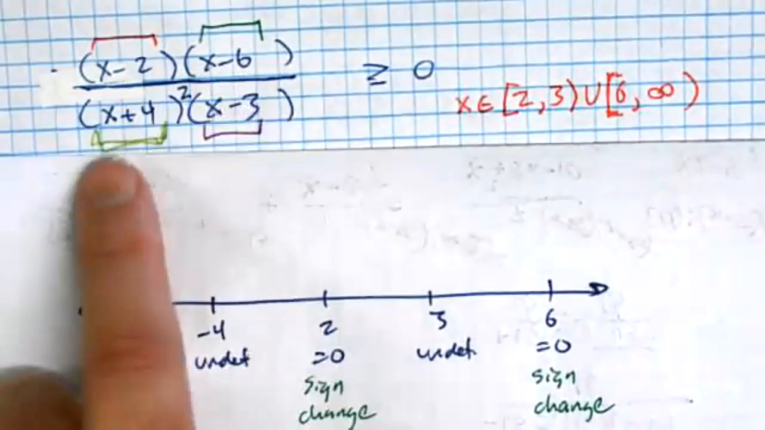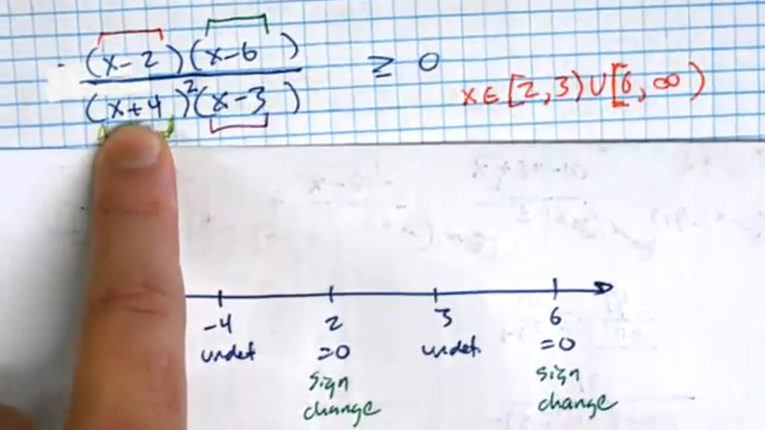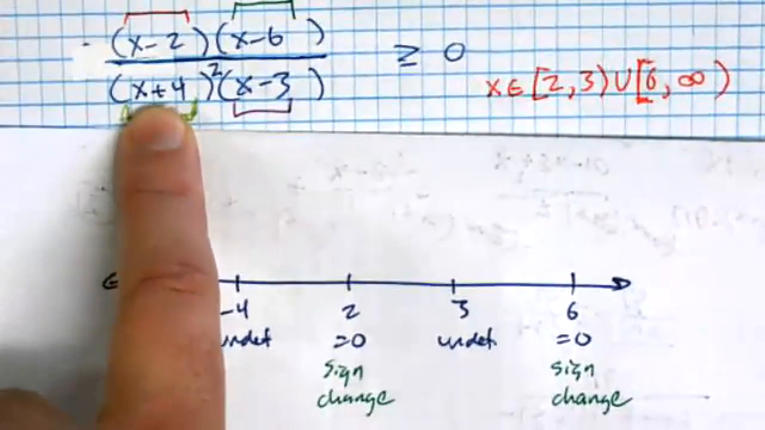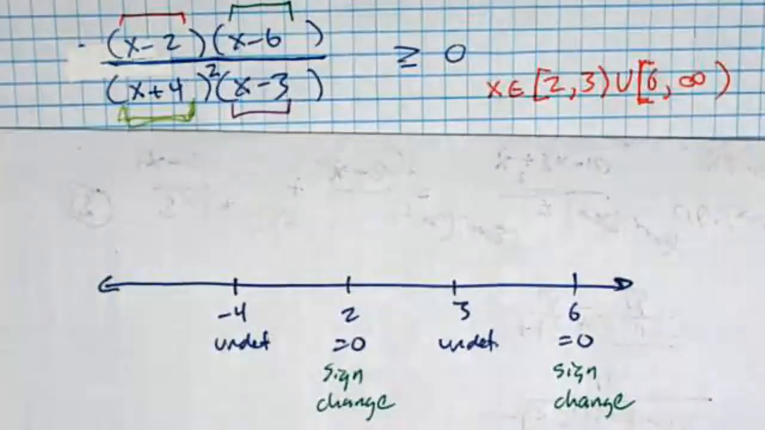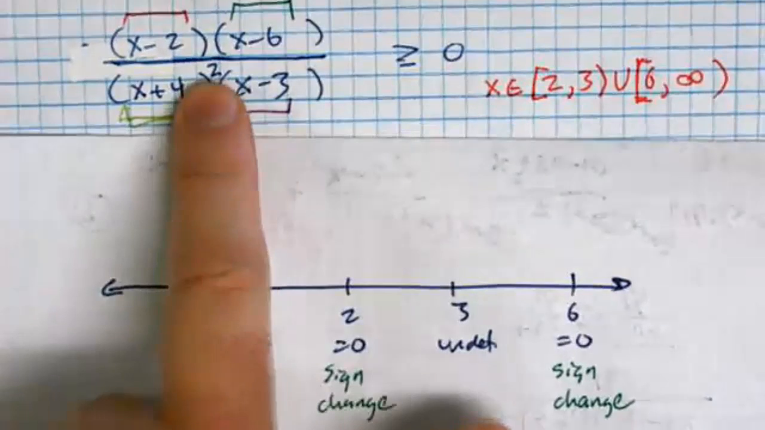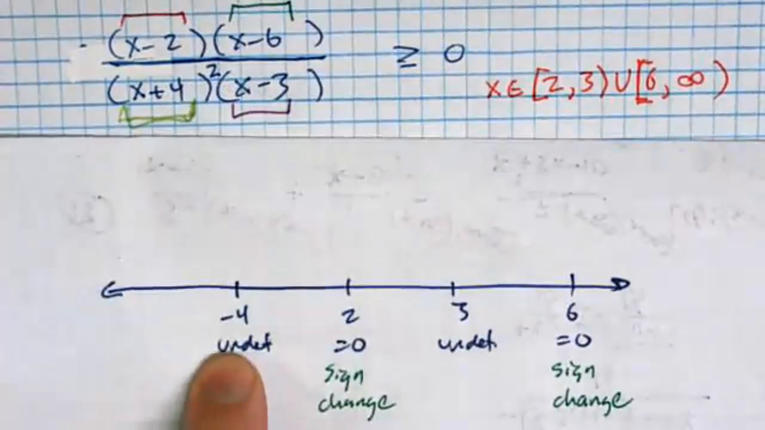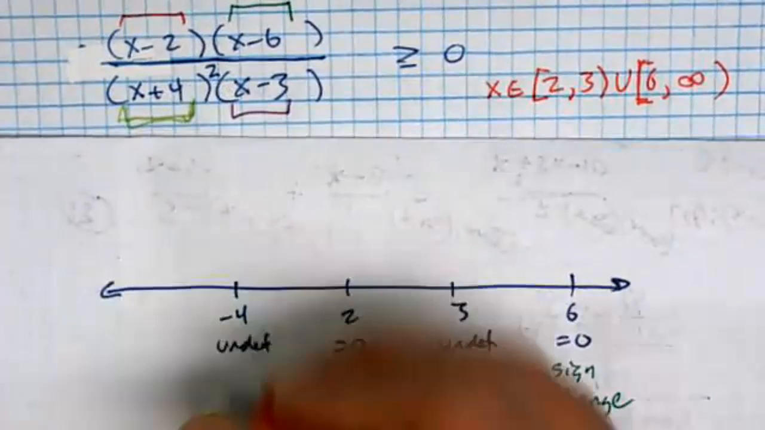Now, asymptotes can also have sign changes or not. The rule is kind of the same. Remember, odd powered asymptotes go opposite directions. Even powered asymptotes go the same direction. So even powered asymptotes would not have a sign change. If it's positive on the left, it's positive on the right also, if it's even powered, which this one is. So -4 is not going to have a sign change. So no change.